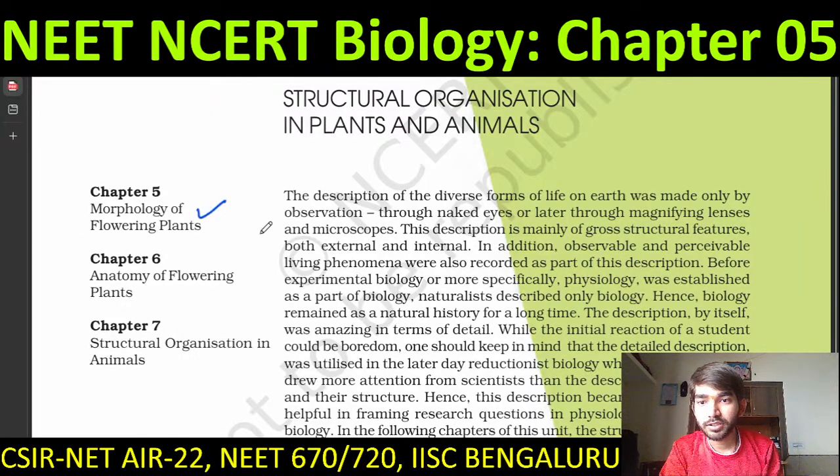First one is the morphology of flowering plants, second is the anatomy of the flowering plants, and third is the structural organization in animals. So morphology will be talking about the external features, anatomy will be the internal features or internal structures, and here we'll be talking about the internal plus external structure of some animal.